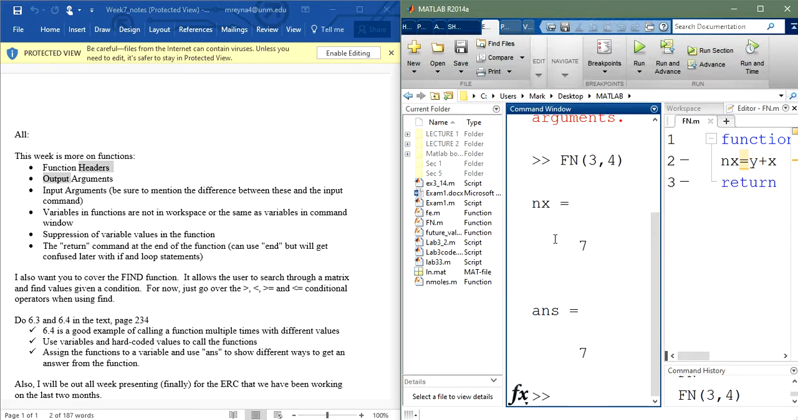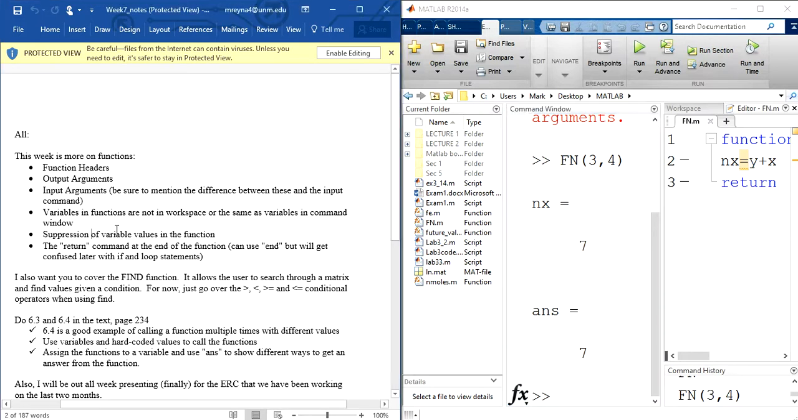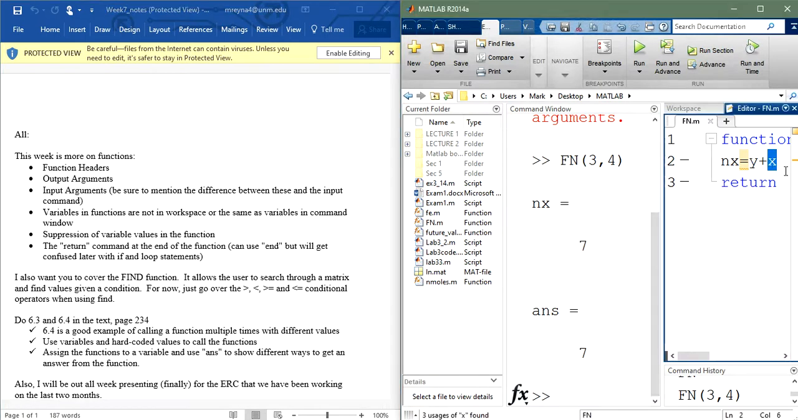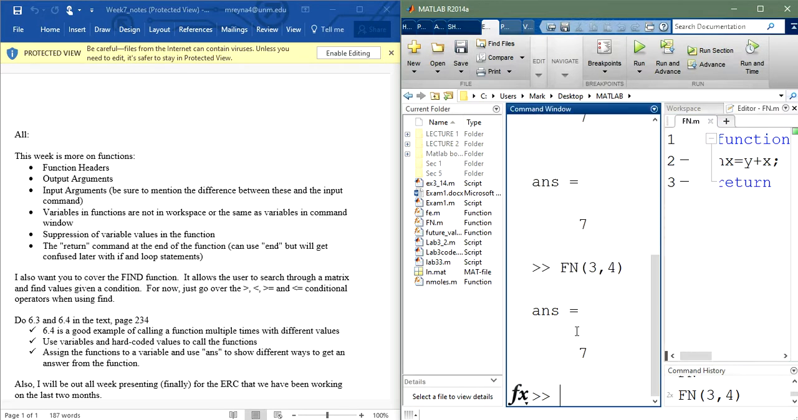Now, if you see that nx, I did not suppress it. He wants me to show you what happens when I do suppress it. I'm going to suppress it. I'm going to save it. I'm going to do the same. And you see that only one answer pops up.